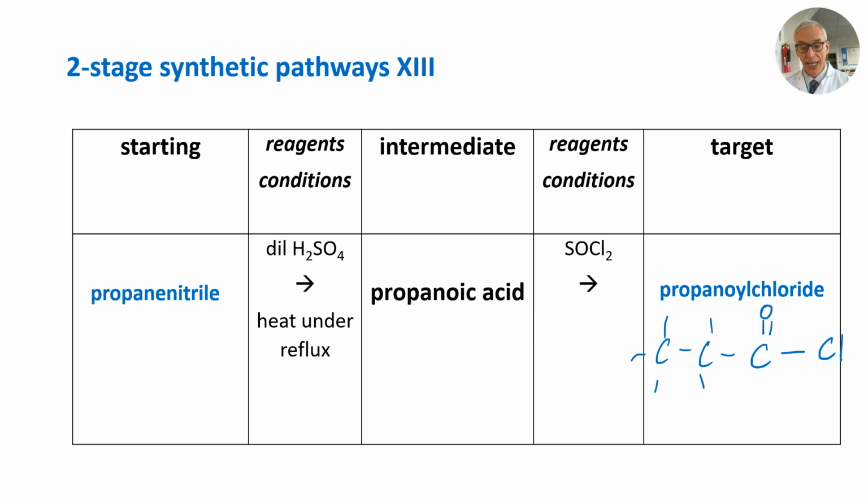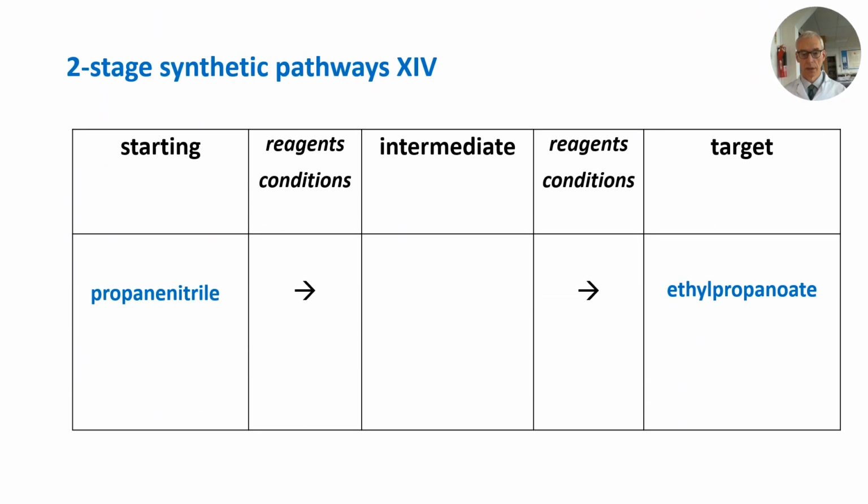And of course, propanoic acid comes from propane nitrile by hydrolysis, dilute sulfuric acid or dilute hydrochloric acid, heat under reflux. Okay, so moving on to 14. Propane nitrile to ethyl propanoate. So this, to be clear, is an ester. Pause, come up with a solution, return to check your answer when you are ready.